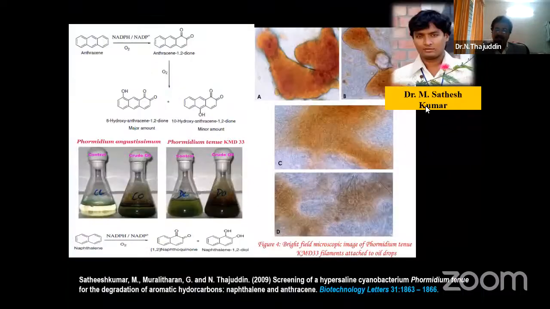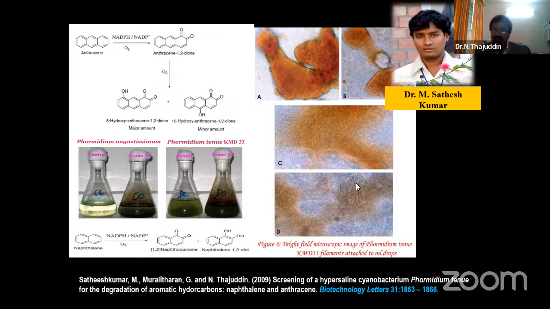Another student, now in Oman, worked on crude oil degradation. In crude oil, if you see under the microscope, it is a highly globular structure. When we use the Phormidium tenue KMD-33 species, under the microscope you can see the disappearance or degradation of the crude oil. Crude oil has a high surface tension, that's why it has a globular structure. The organism liberates some enzymes or secondary metabolites that degrade the oil.